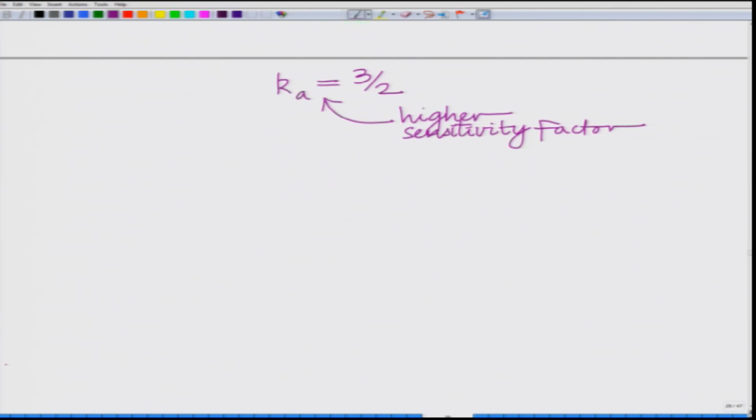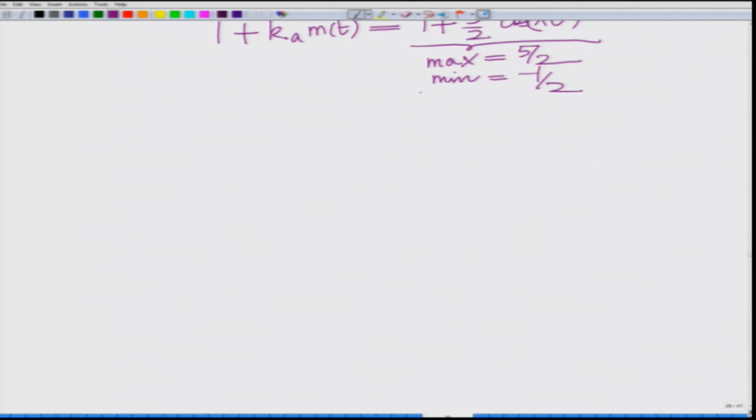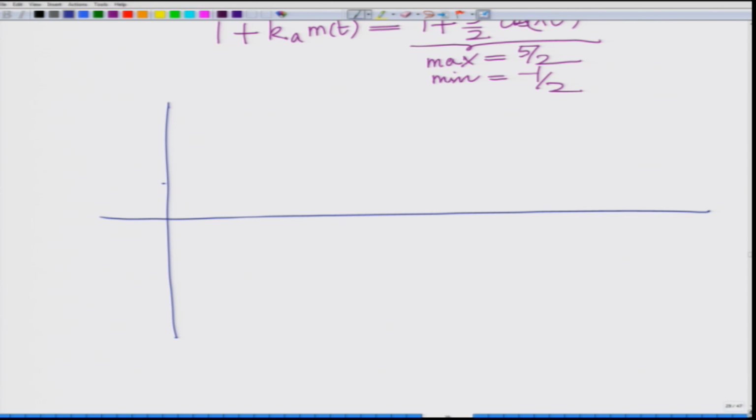Now, if you look at 1 plus Ka times m(t), it equals 1 plus 3/2 cosine pi t. The maximum of this is 5/2 and the minimum of this is minus half. When cosine pi t is -1, this is 1 minus 3/2, which is minus half. Now, if you plot the same thing, that is the signal that is modulated by this.